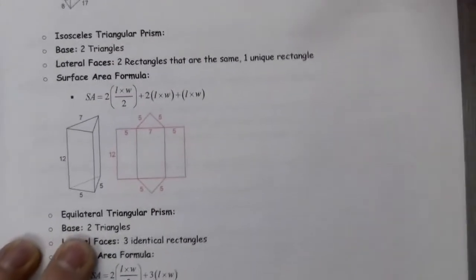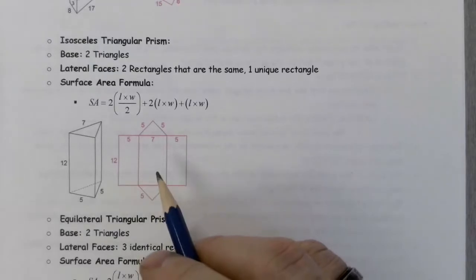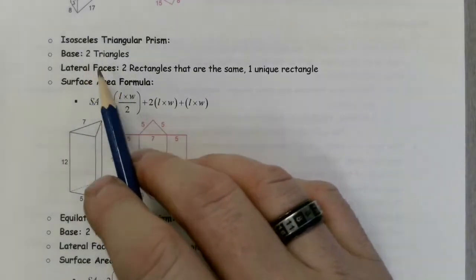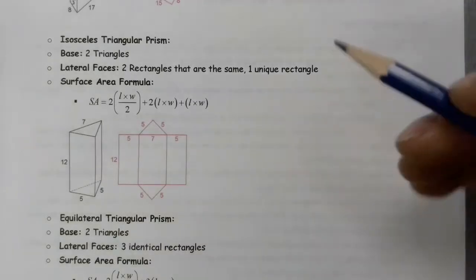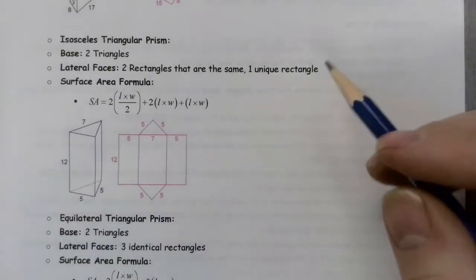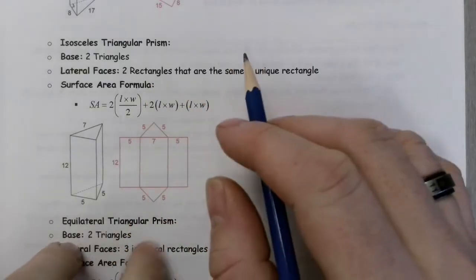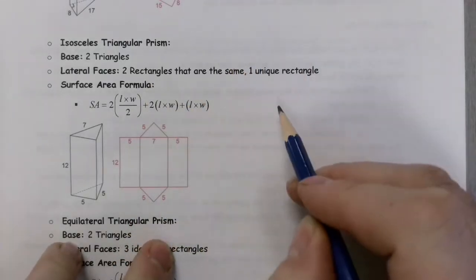Now let's take a look at an isosceles triangular prism. In this case, the two bases that we're going to be looking at here will be isosceles triangles, which means 2 of the sides are going to be the same. Now, because that's true, that means we're going to have 2 rectangles that are identical, so we can take advantage of that, and then we'll get one unique rectangle.